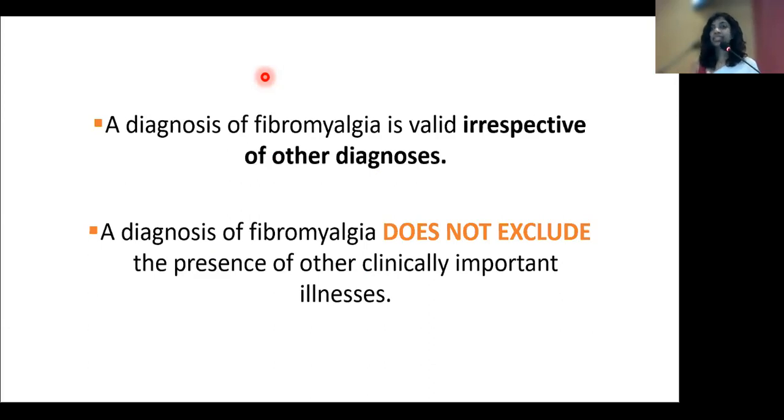And the other important thing to remember is, just because a person has a label of fibromyalgia or you make a diagnosis of fibromyalgia, it does not exclude another clinically important illness. So that is very important. Just because a patient comes with a label of fibromyalgia, if they get new symptoms, if there's worsening of symptoms, you must first of all exclude other clinically important illnesses that could account for that presentation.